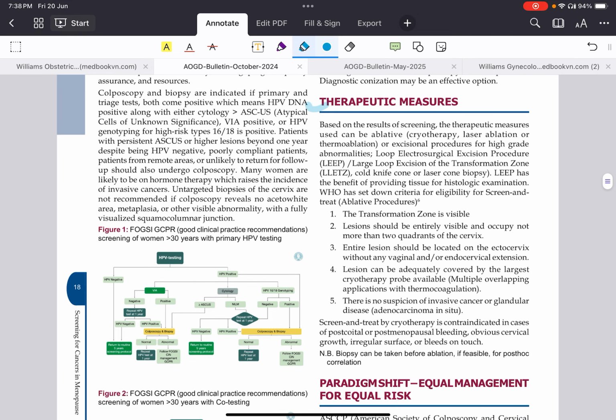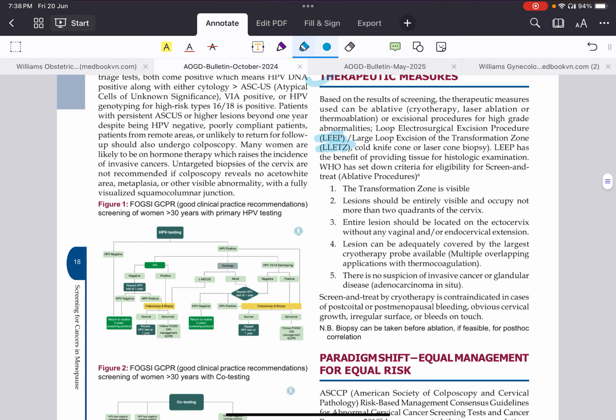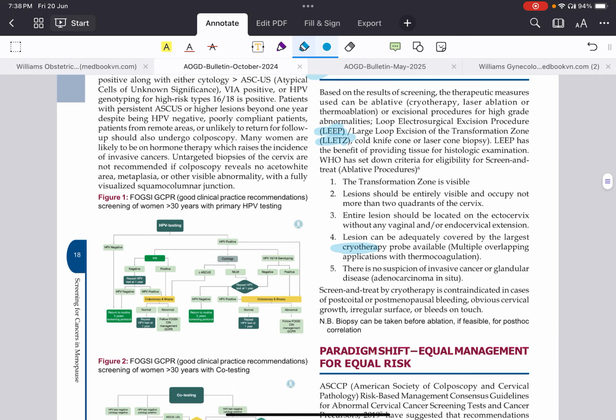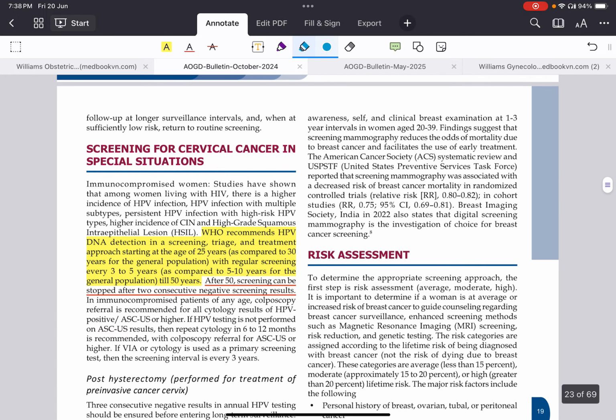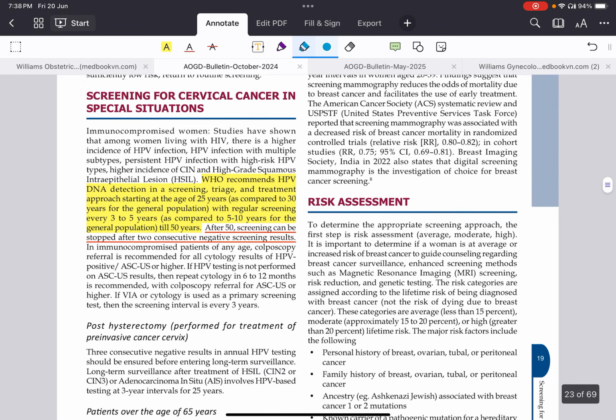Therapeutic measures are there. If there are any lesions, we have therapeutic measures like LEEP, large loop excision of the transformation zone, cone biopsy, and even cryotherapy. Okay, this is the screening for cervical cancer, which I told you about now.